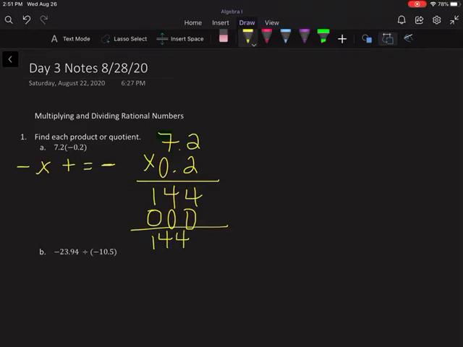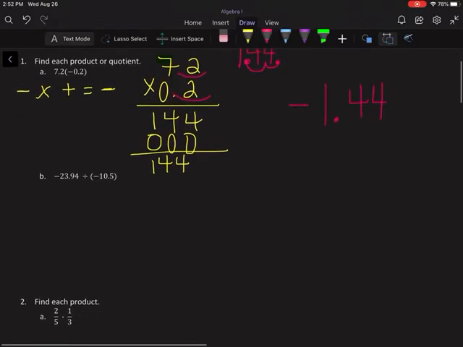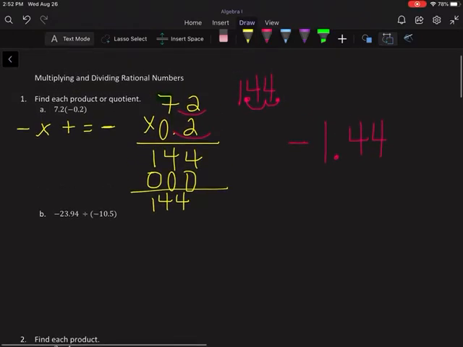All right, so 0. And so I have 144. All right, so I'm going to rewrite this, and I'm going to have 144. And how many decimal places do I have behind the decimal, or how many place values? I have 2 place values. So if my decimal starts here, I need to go 1, 2, and that's where my new decimal will be. So I have 1.44, and it's negative. All right, moving on.